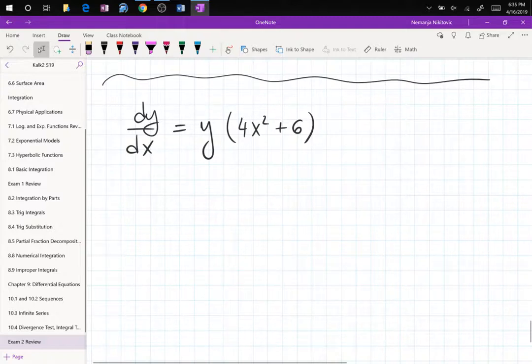He says it doesn't matter what C is. No, it doesn't matter. It's 4x cubed over 3 plus 6x plus C. Yes. But it has to be E times 4x cubed over 3 plus 6x plus C. You're right. Is it multiplication of the E, or is it E to that? E to the power of that, right? Yeah, because you have to bring them.